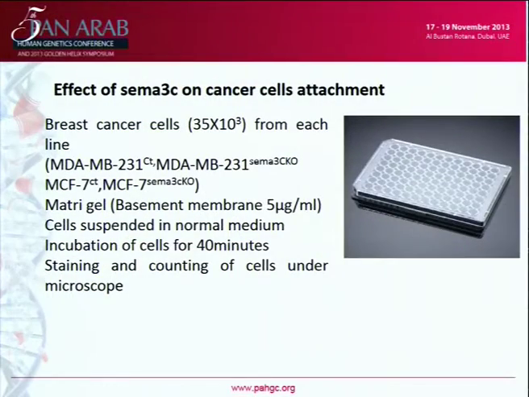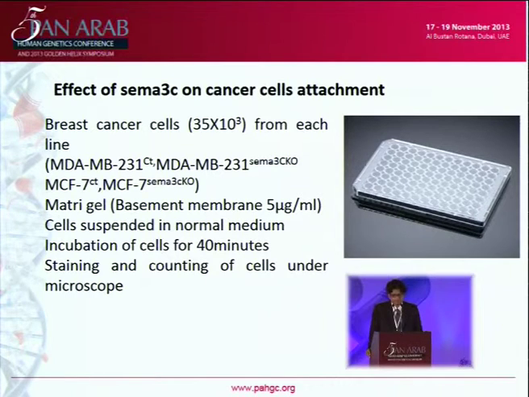In the second part, the effect of semaphorin 3C on cancer cell attachment. Over here, I'm trying to show you the 96-well plate, and this plate was initially coated with Matrigel. Matrigel is basically a replacement for the basement membrane we know in in vivo models, but for in vitro studies we use Matrigel, a commercially available product. We initially coated our 96-well plate with this Matrigel, and then I seeded my cells for a very brief time interval. The idea behind this assay was to study the influence of cancer cell attachment with the basement membrane.